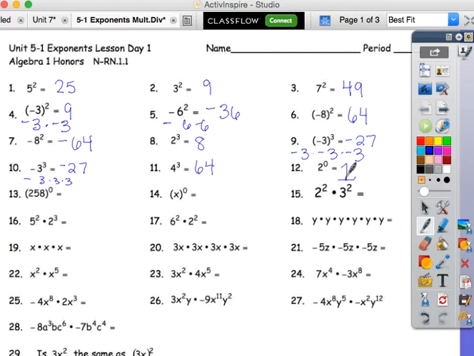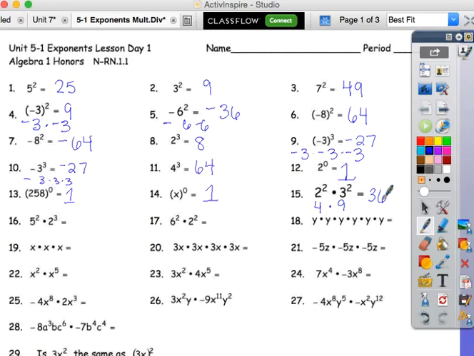So now look at 13. 258 to the 0 power. What's the answer going to be? 1. 1, exactly. Okay, number 14. X to the 0 power is 1. Okay, all right. Number 15. Now we're back to some that we should be able to figure out. 2 squared is 4 times 3 squared is 9, and 4 times 9 is 36. Very good. Okay, number 16.